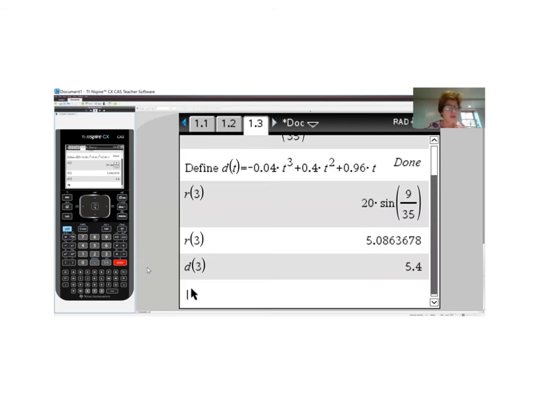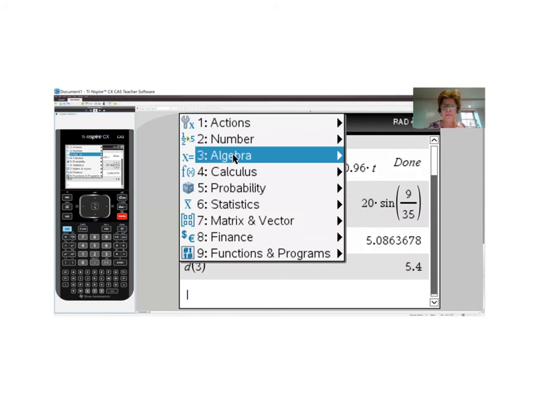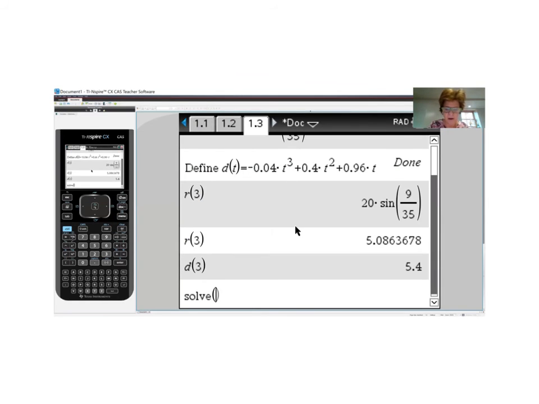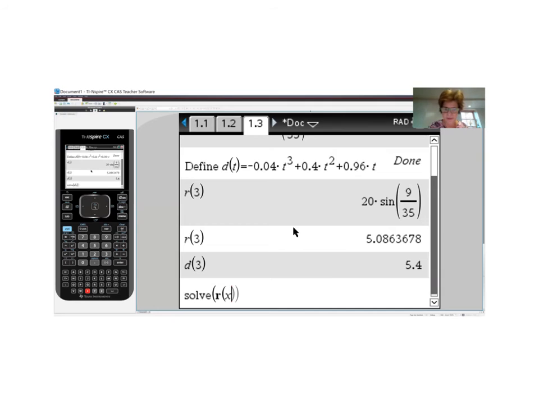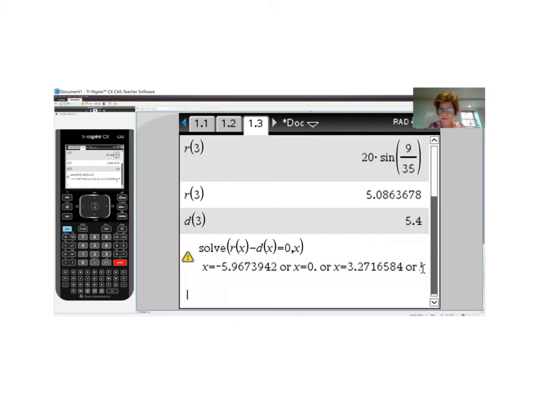Okay. Now, we had to find the critical values for this function by setting R of x minus D of x to equal 0. So we have to solve that. So we go to menu, algebra, and solve. And we type in R of x and go outside the parentheses, minus D of x equals 0. And we're solving for x. And we press enter. And we get these values, but if we scroll to the right here, notice that the only value between 0 and 8 is the 3.2716584.